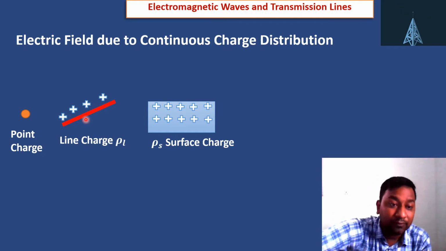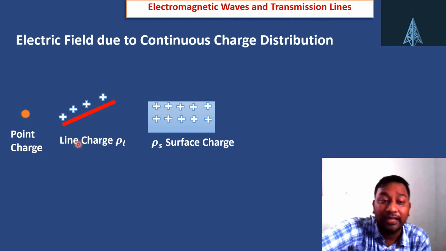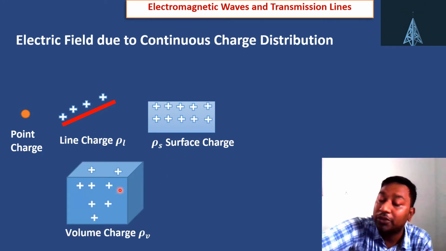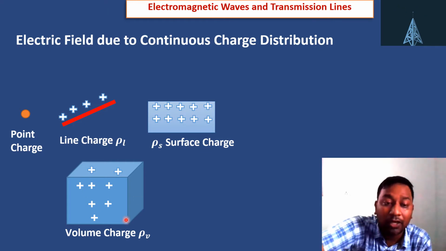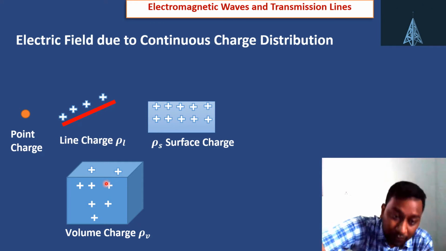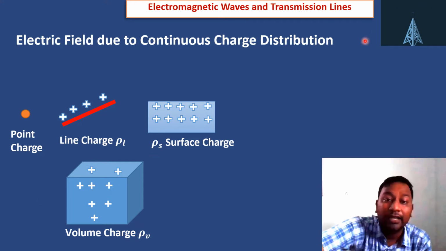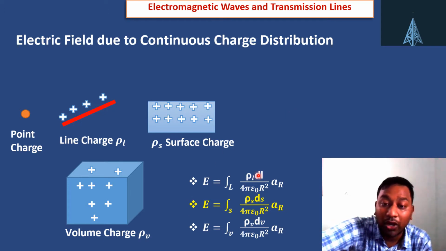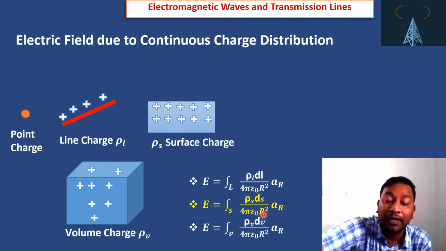Okay, so first we will see point charges, already we have seen. Now line charges, this one is surface charges, another one is called volume charges. So in a particular volume the charge is uniformly distributed. Now due to distance r, what is the electric field intensity? For line charges, E equal to rho l dl divided by 4 pi epsilon naught r square a_r; E equal to the surface integral of rho s ds divided by 4 pi epsilon naught r square a_r; E equal to rho v dv divided by 4 pi epsilon naught r square a_r for volume.